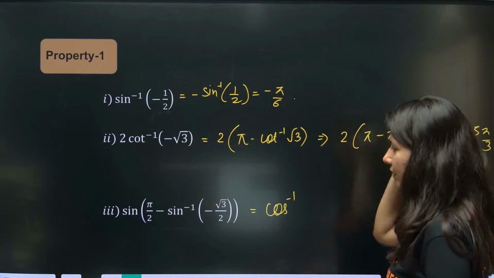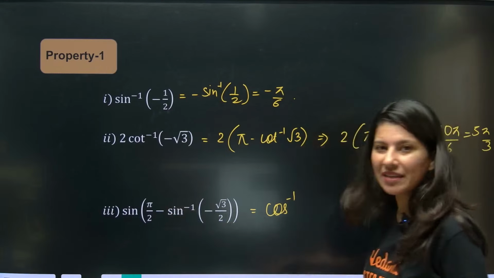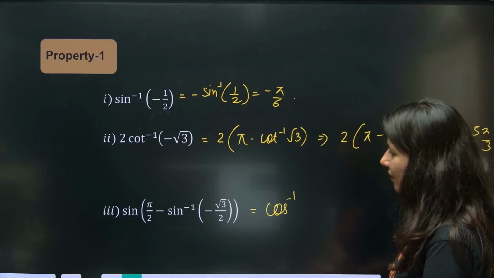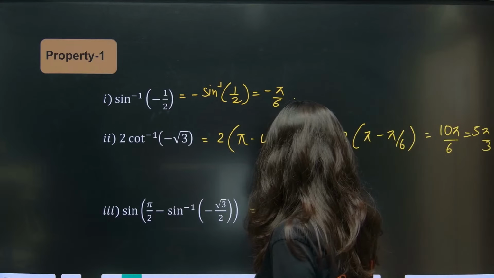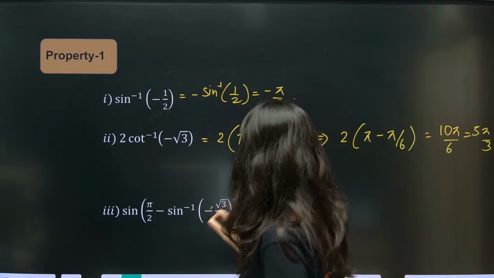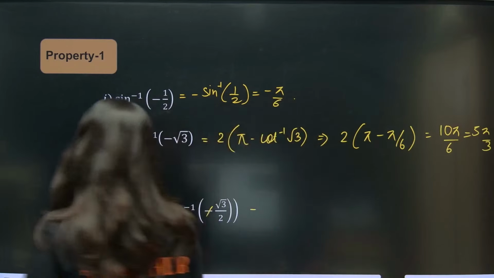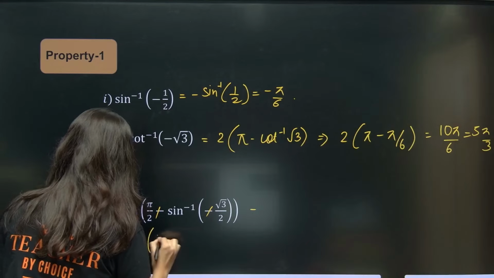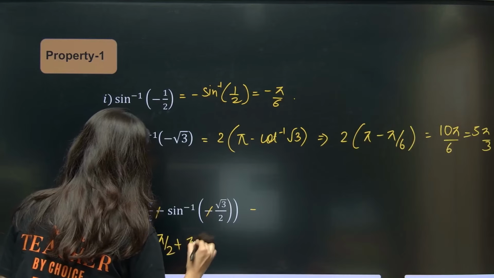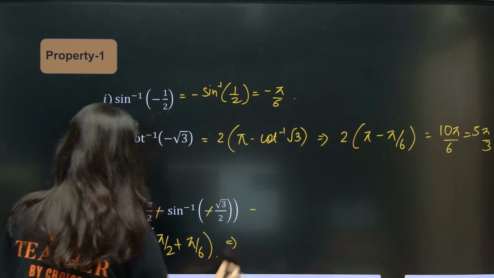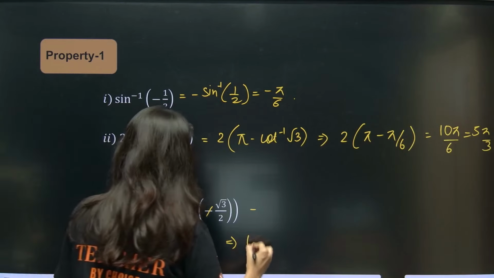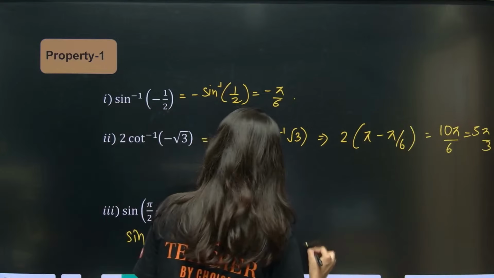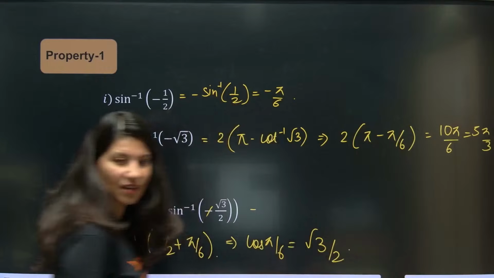Cos inverse, okay, sin 90 minus something is... what you can do is, actually this minus sign will get plus, no? Sin inverse root 3 by 2 is 60 degree, pi by 2, so sin of pi by 2 plus pi by 6, correct? Sin 90 plus is cos pi by 6, cos 30 degree. Cos 30 degree is what? Root 3 by 2 only.